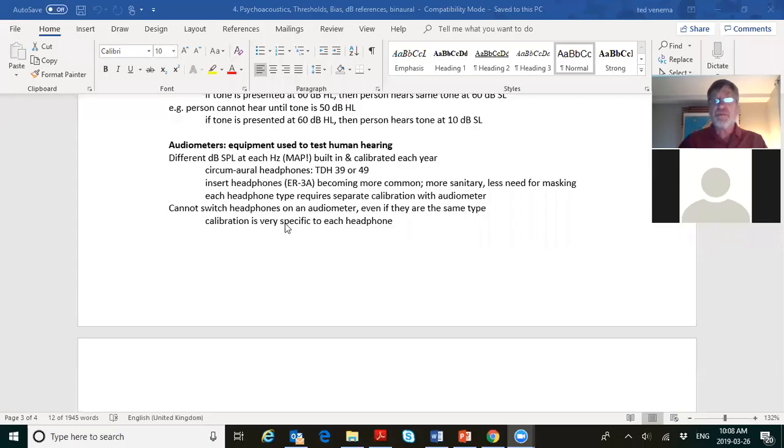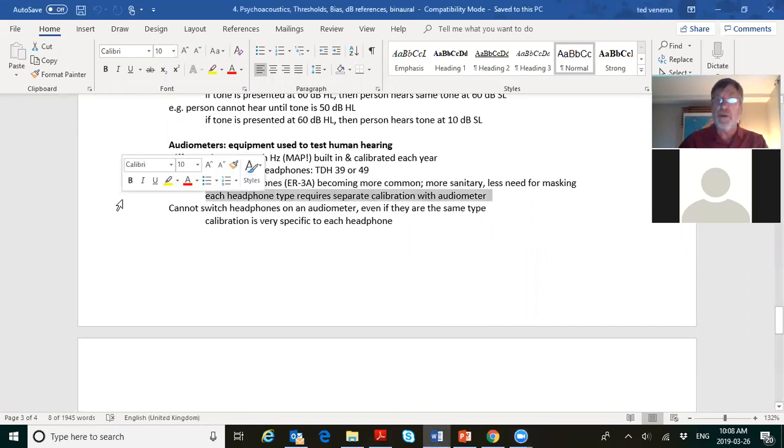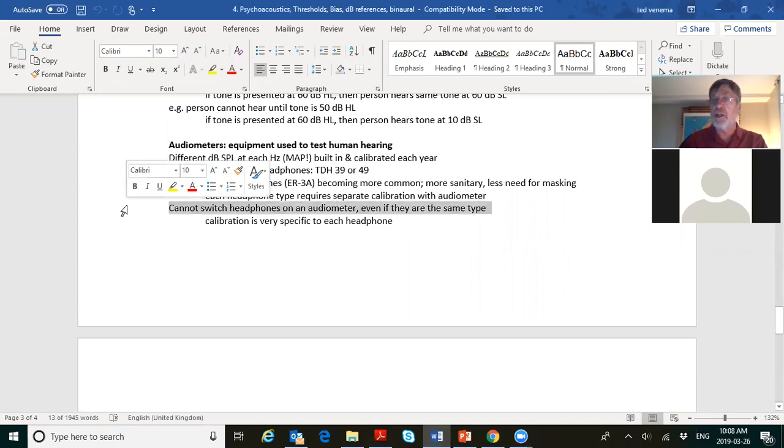Each headphone type also is calibrated along with the audiometer. You can't just switch headphones on an audiometer, even if they're the same type. When an audiometer is being calibrated, it's calibrated to deliver minimal audible pressure, with the headphone and the audiometer as a unit. And then that is used to build in minimal audible pressure.